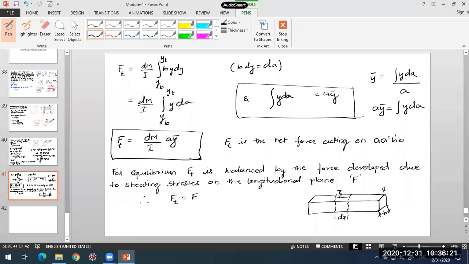In this portion dx, whatever the shearing stresses are there on that section, tau, multiplied by this shaded area, which will be equal to dx into b. b is this width of the beam. So this shaded area will be dx into b. So F will be equal to tau, the shearing stresses on this longitudinal plane, multiplied by b into dx.